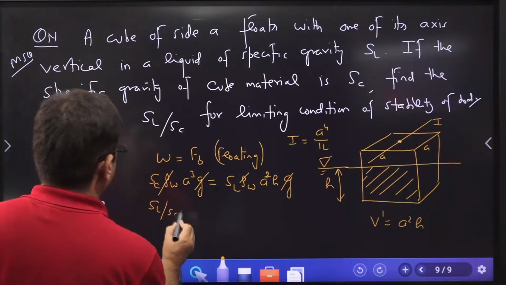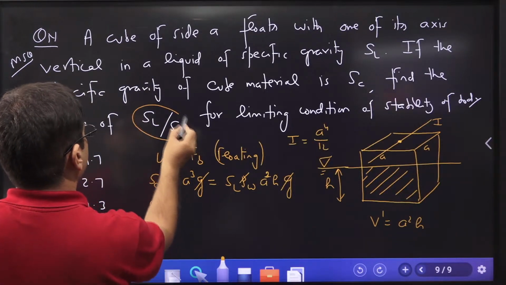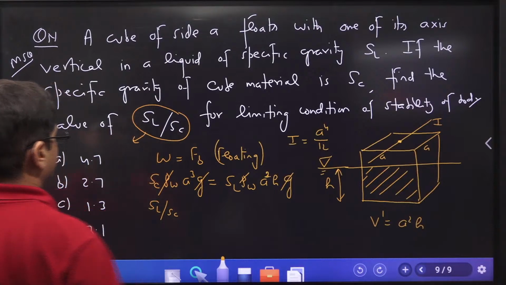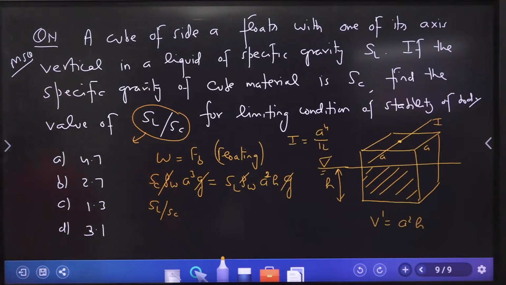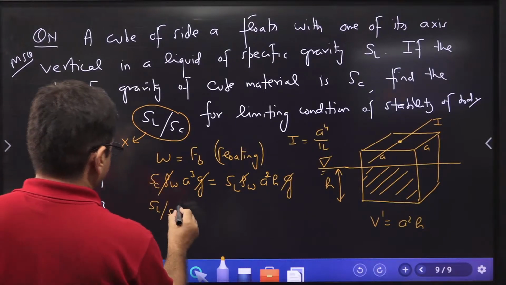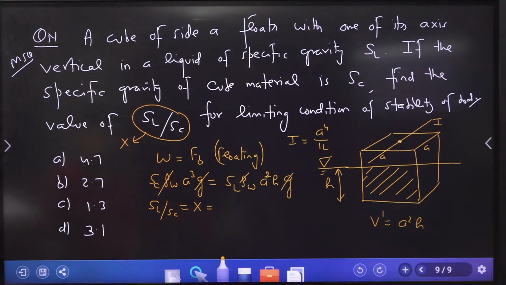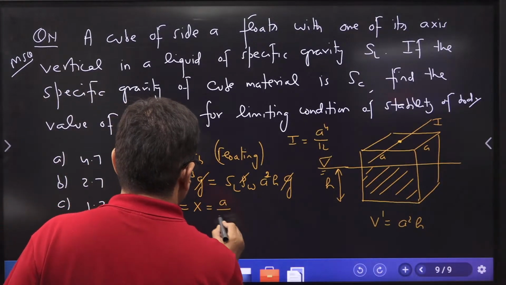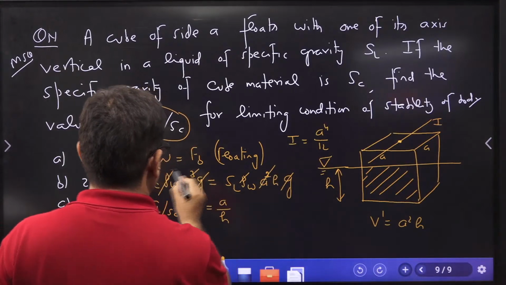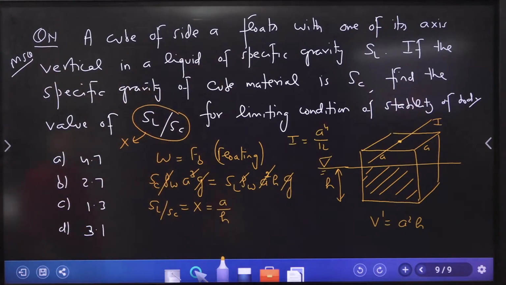s l over s c. Why? Because he wants us to calculate it. We will give it a name later. Let's call it some value x. s l over s c is x, that is the value, and it comes out to be a over h, because the second power will get cancelled and h remains. So x, which I want to find, is a over h. Done. That is what I want to find out.